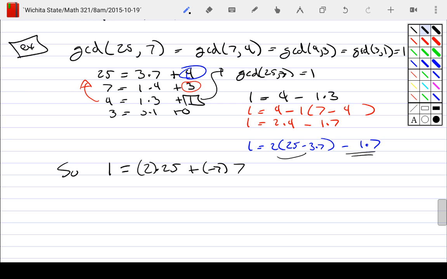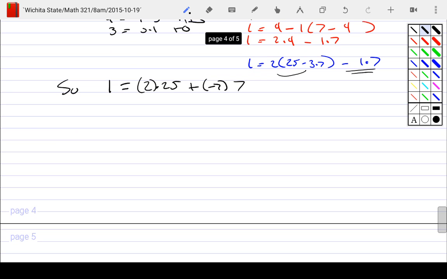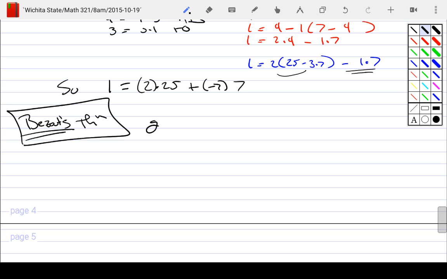Kind of look at that and you ask, well, why in the world would you care to do this? Well, this forms what's called Bezout's theorem. Bezout's theorem says that you can always write a GCD as something times A plus something times B. Is that what I did? I showed that the GCD of 25 and 7 is 1. But what is it? It's 2 25s and -7 7s. Because 50 minus 49 is 1.